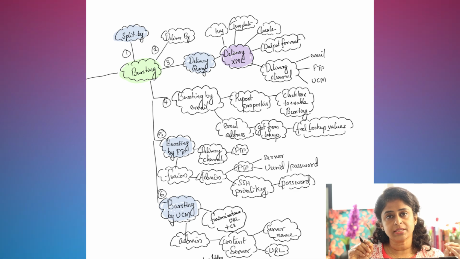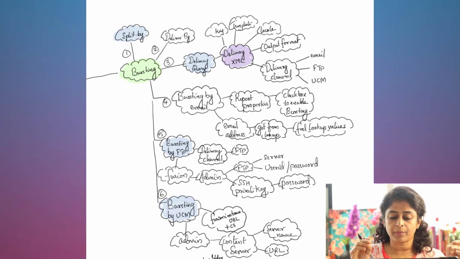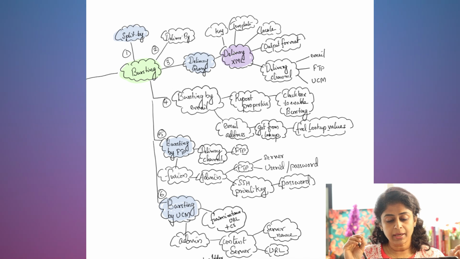If you choose bursting by email, for this we need to enable bursting in report properties, and you can use lookups from table FND_LOOKUP_VALUES to store the email addresses dynamically. Bursting by FTP. Configure FTP server details in Fusion Administration. Enter credentials securely by using SSH private key details. Ensure the delivery channel in the XML is set to FTP.